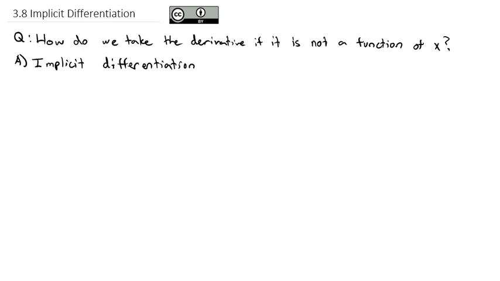And the idea with implicit differentiation is we're going to have a function where y is a function of x. We don't know what it is, or it's too complex for us to work with. And so we'll just take the derivative of y times the derivative of what's inside it. And the derivative of y, we know, is just dy dx. So in summary, we can use the chain rule with this idea that the derivative of y with respect to x is dy dx.